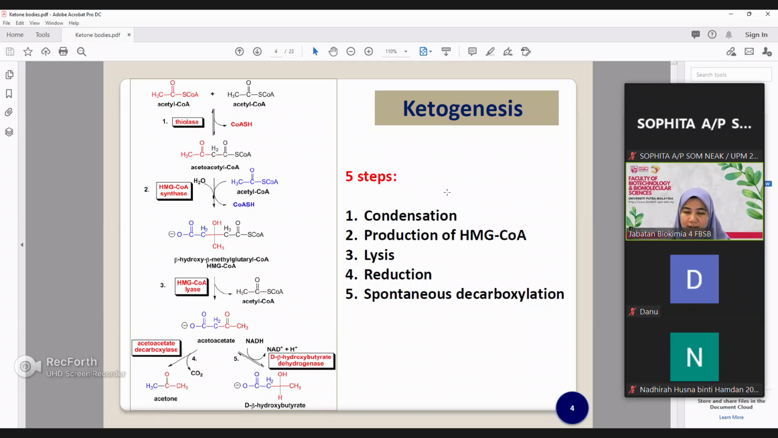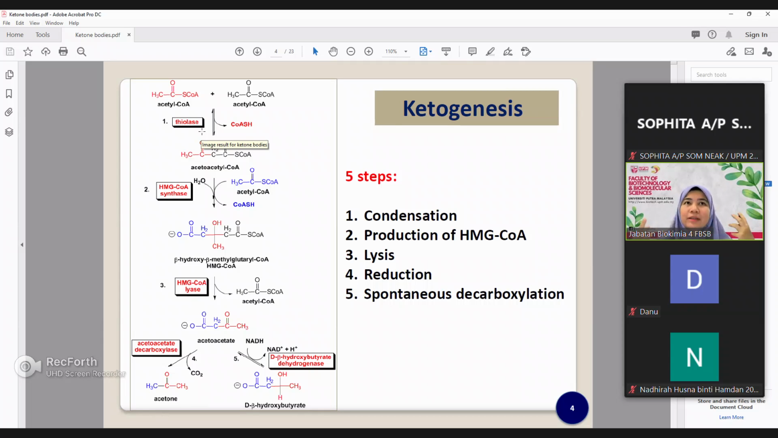There are three molecules known as ketone bodies: acetoacetate, beta hydroxybutyrate, and also acetone. So these are ketogenesis. Basically, it starts with acetyl-CoA, which we know is produced from fatty acid oxidation. It is mainly fatty acid oxidation that triggers ketogenesis.